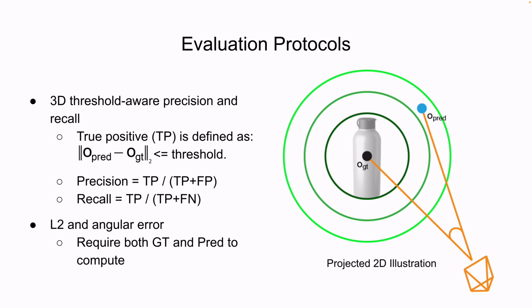We also adopt L2 distance and angular error metrics introduced in the prior work. Note these metrics require both ground truth and prediction to compute.